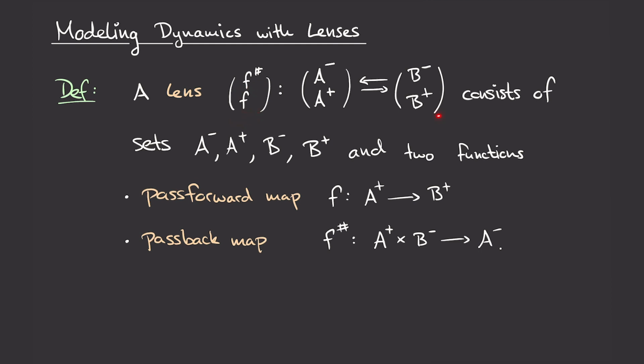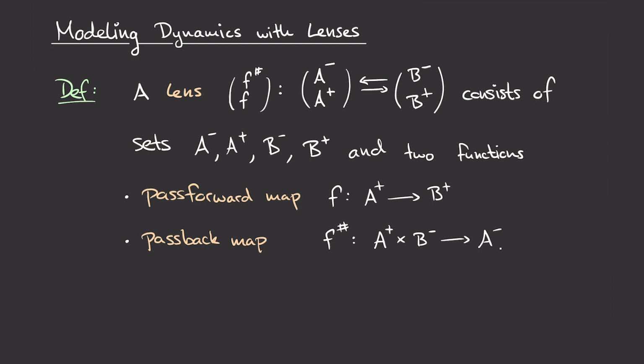Next, in the second part, this is sort of like the part of a function where you describe what the domain and the codomain are. We see that here we've segregated these sets A minus and A plus into a domain-like object and put B minus and B plus into a codomain-like object. And in between them there are two arrows. The top arrow goes from right to left, while the bottom arrow goes from left to right. These arrows are supposed to remind us of the directions of the pass-forward and pass-back maps.